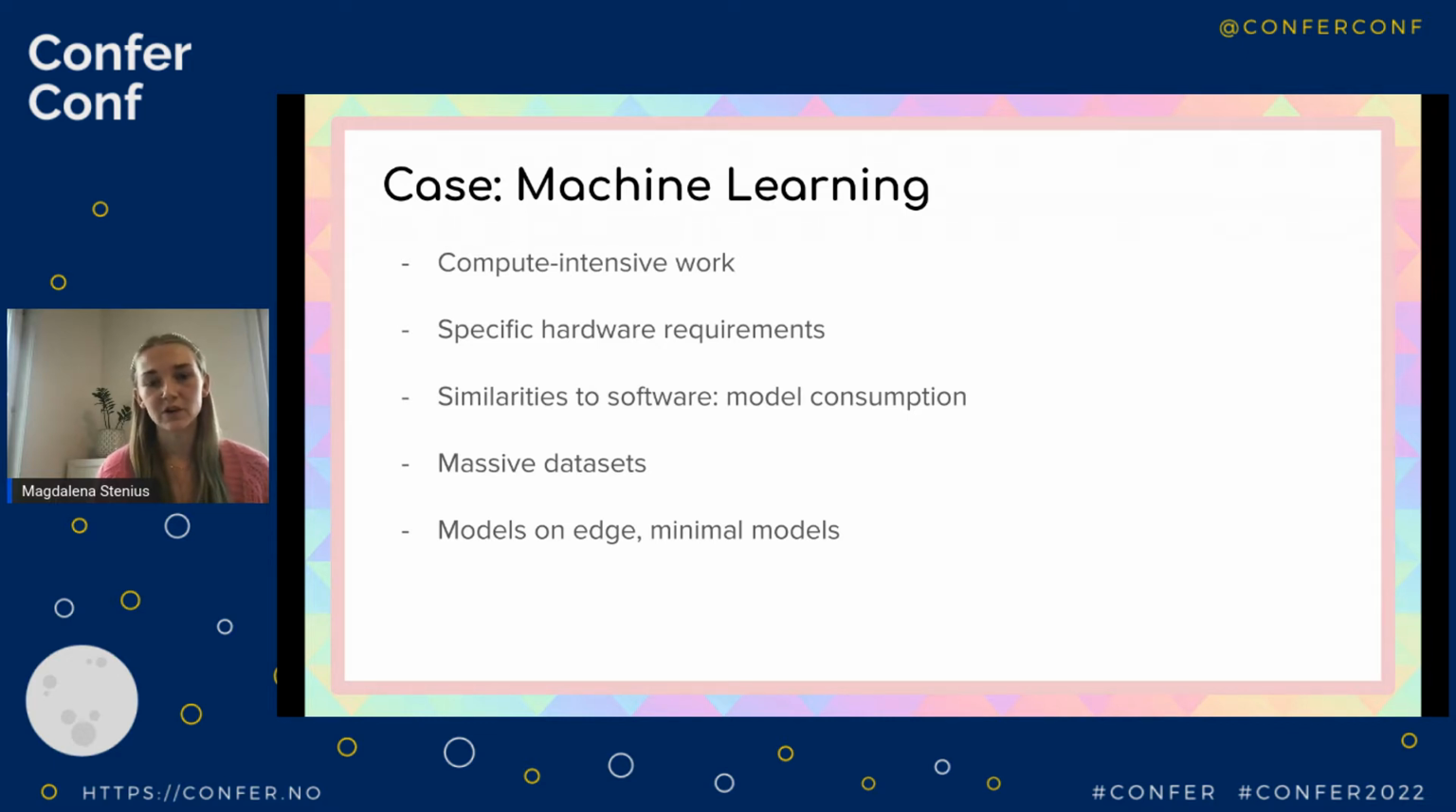Machine learning also has some specific hardware requirements. You usually would use some hardware that you don't need in general computer science. One of these is the specific accelerators, for example, GPUs. But then on the other hand, there are also similarities to software projects. For example, model consumption can be basically done just over an inference endpoint, which is just over HTTP. Another kind of specialty of machine learning is the massive data sets. And also the topic of minimal models or models living on edge devices has become increasingly prominent.